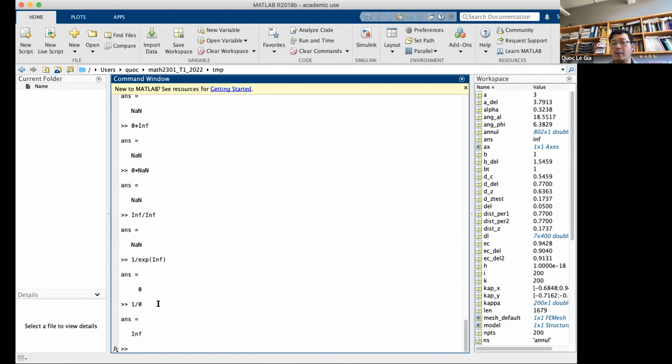So why does 1 over exponent of infinity equal 0? Because exponent of infinity is infinity, and so 1 over infinity just equals 0. So it's consistent with calculus. Exponent of infinity is infinity, so 1 over exponent of infinity just equals 0. Is that okay now?